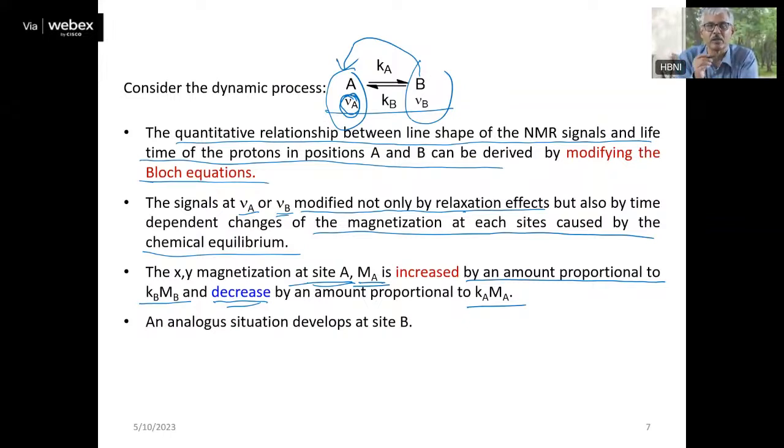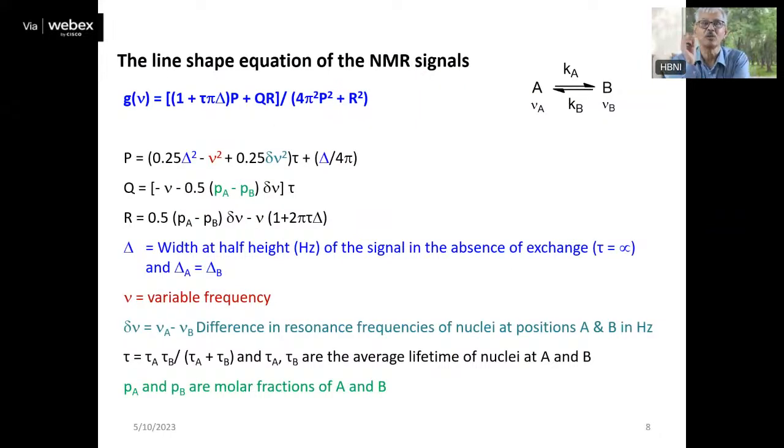In the case of dimethylformamide, Ka was equal to Kb, but in general you will not see that. Similarly, the magnetization MB for site B will be increased by an amount proportional to Ka MA and decreased by Kb MB. Now if you consider those things and apply them in the Bloch equation, you will finally get the line shape equation of the NMR signal.